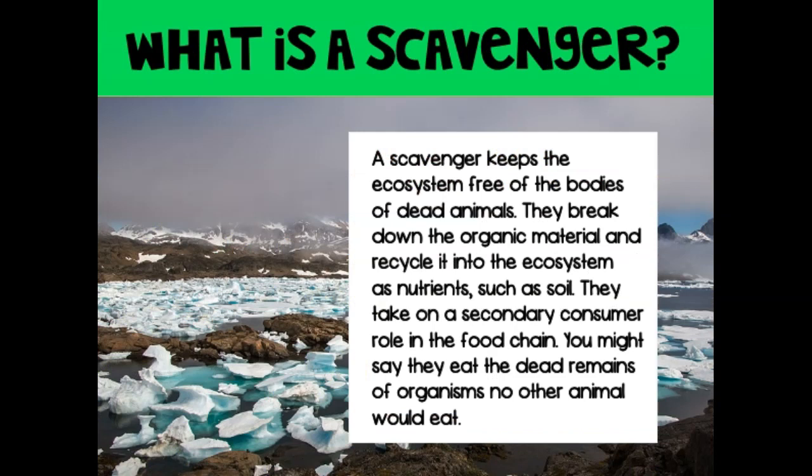Now, let's think about a scavenger. A scavenger keeps the ecosystem free of the bodies of dead animals. They break down the organic material and recycle it into the ecosystem as nutrients such as soil. They take on a secondary consumer role in the food chain. You might say they eat the dead remains of organisms no other animal would eat. Without them, food would surely pile up.